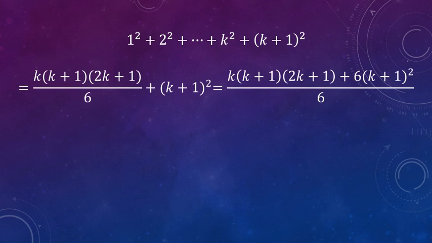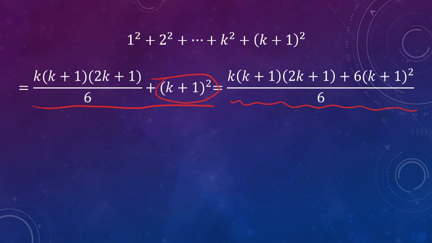So that leads us to here. So we have k times k plus 1 times 2k plus 1 all over 6, plus that final term, k plus 1 quantity squared. I'm going to turn all of this into one fraction. To do that, I need to multiply on the top and bottom of this term here by a 6. So that leads me to the second part of my second line here. This is equal to k times k plus 1 times 2k plus 1 plus 6 times k plus 1 squared, all of that over 6.